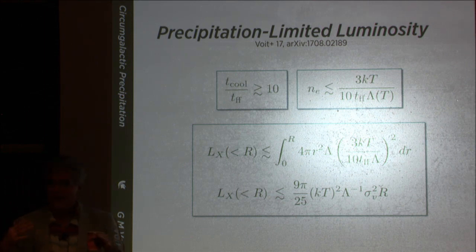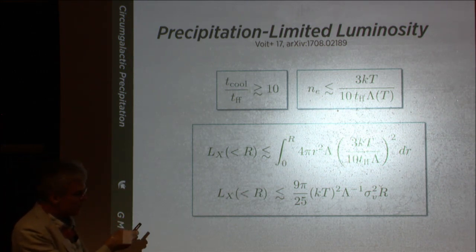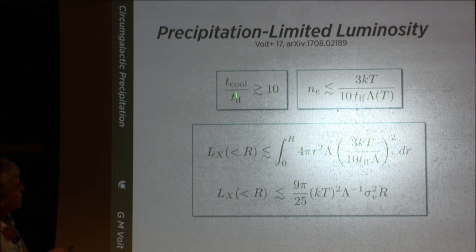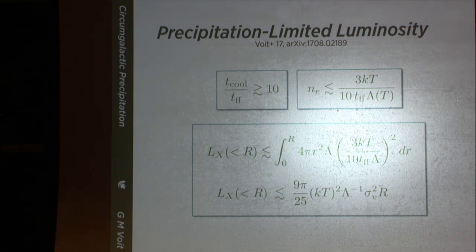Given that you can't get fantastic data on everything, you can use a cruder test. And so here, what you can do is you can say, well, suppose this is true. Cooling time over free fall time is just regulated to be no lower than 10. That becomes an upper limit on the density profile as a function of radius. And so the free fall time here is a function of radius. These two things are functions of temperature.